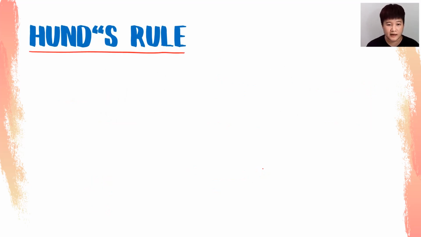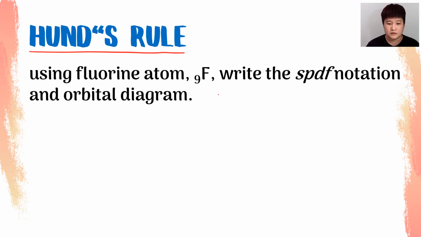Let's look into some examples of Hund's rule. The example that I have over here is fluorine. Over here is your proton number.